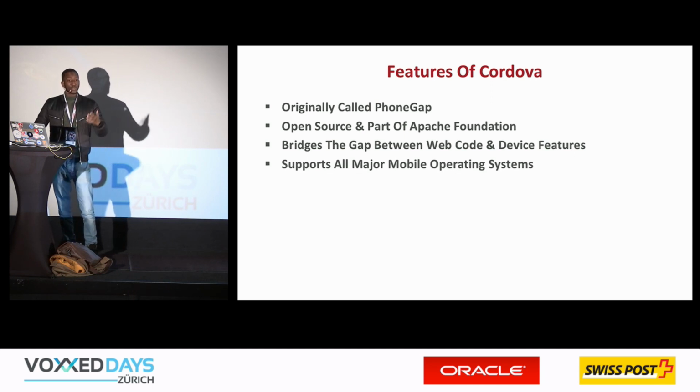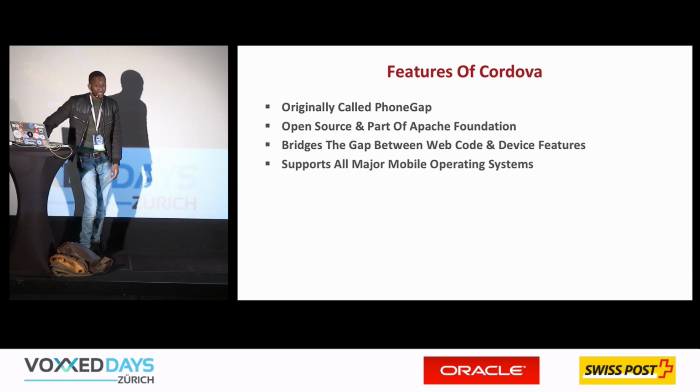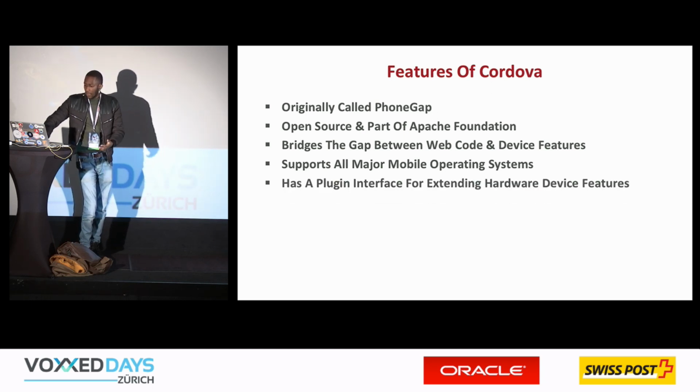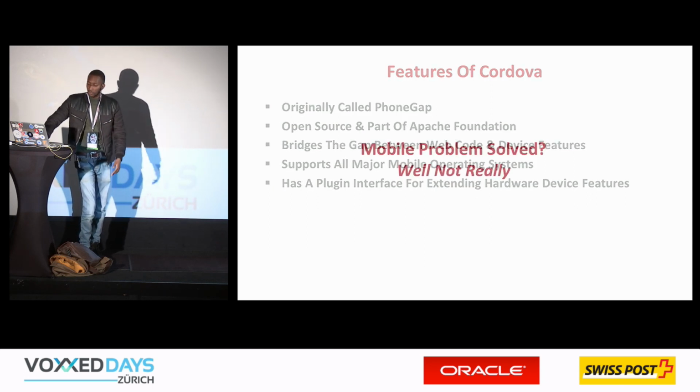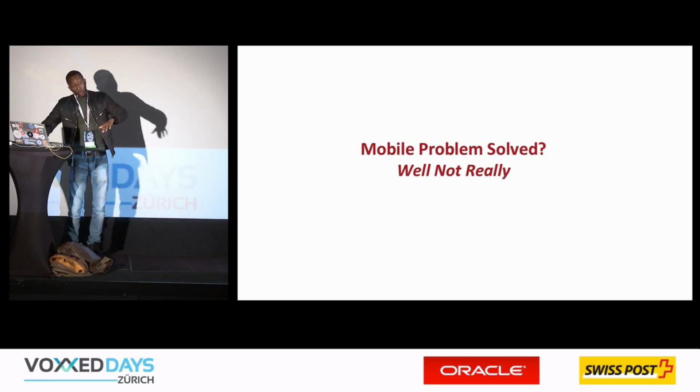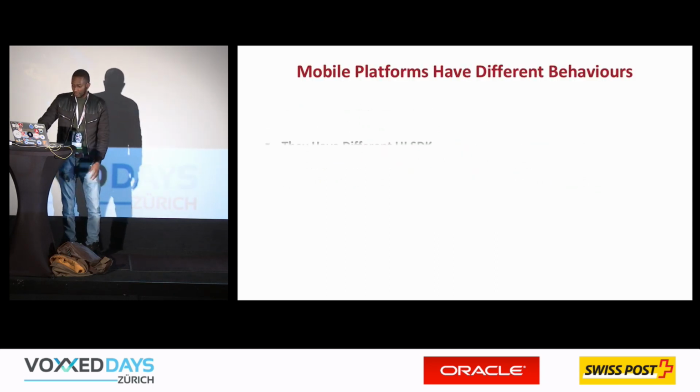And we want to support all the major operating systems, right? Because we don't want to lose the users. And so Cordova gives you that, and it has a plugin interface for all the device features as well. So have we solved our mobile problem? Yes and no. But why? This is the reason.